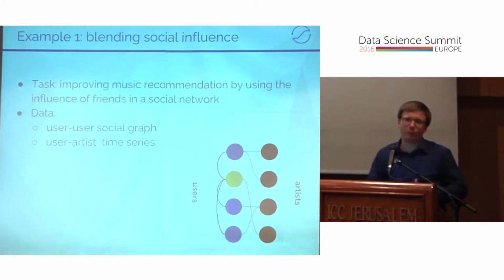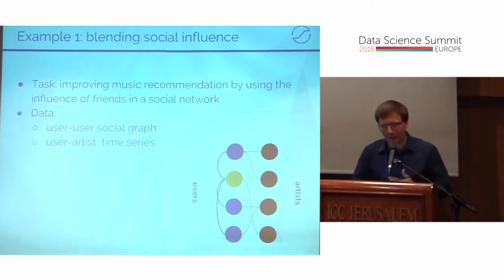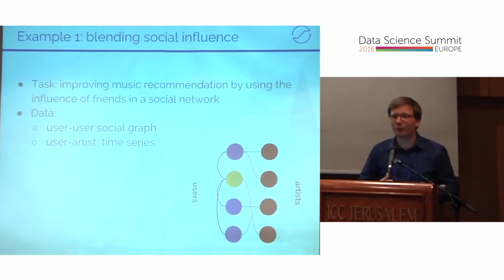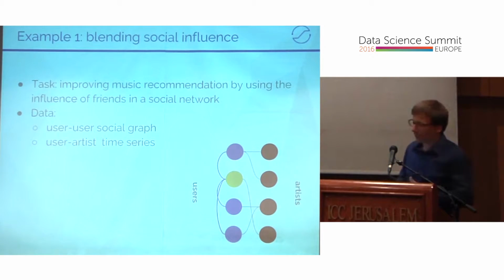Getting back to the examples, context examples where this evaluation can be important. First, we tried to blend social influence in recommender systems. So we had a data set where we had a user-user social graph and a user-artist time series. So users have listened to different artists, and we wanted to recommend new artists to the users. How have we done this? On the figure, you can check this out.